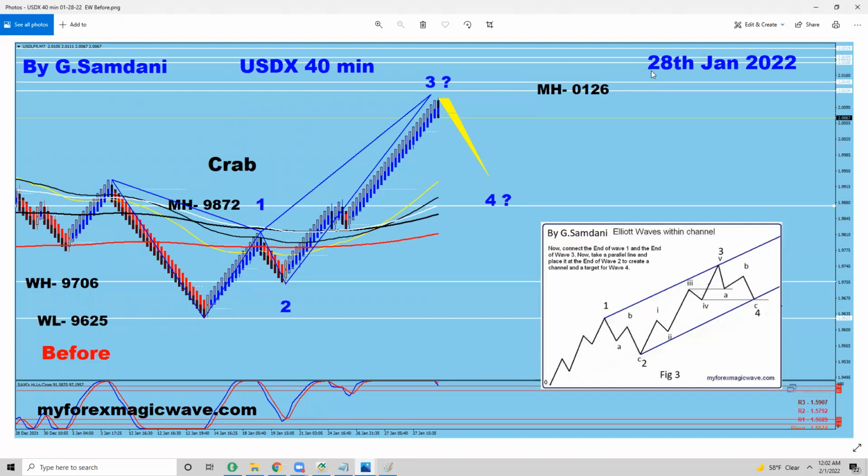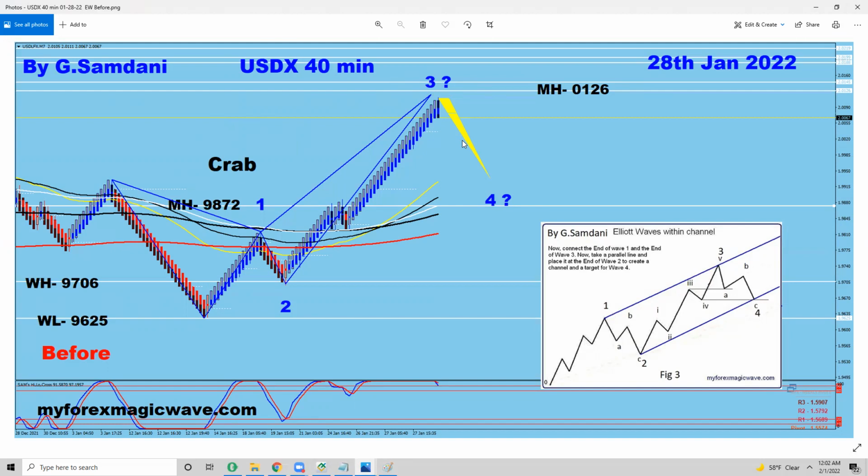Then I made the chart on the 28th that it's going to drop because now we require wave 4. If this is wave 1, this is wave 2, 3, and 4, right? So when doing this, now the US dollar will get weaker. Now, if the US dollar gets weaker, 4 of those pairs will go up. Which ones? Euro USD, Pound USD, Aussie USD, and Kiwi USD.